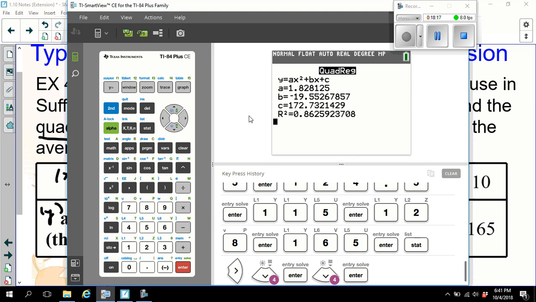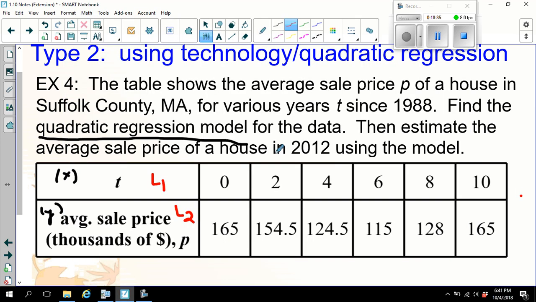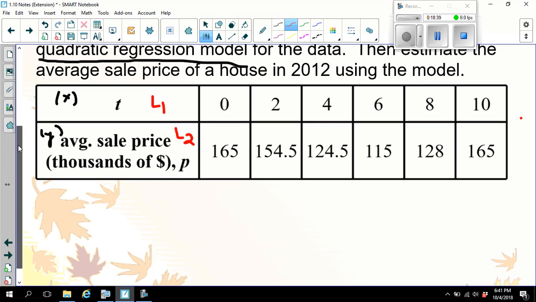Now let's just go ahead and round to 3 decimal places. Usually they'll tell you where to round to. If not, you can just round to 1, 2, or 3 decimal places. It's really up to you. Okay, so we're going to plug all these values into our quadratic regression. So I'm going to scroll down so I have room to write this.